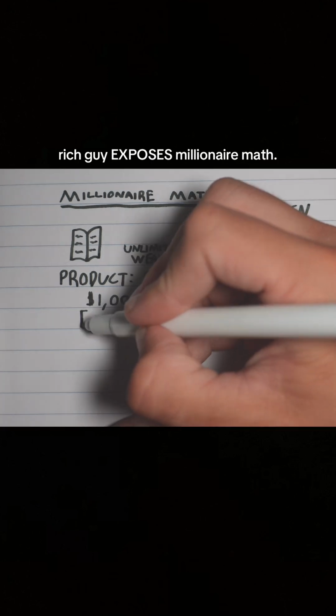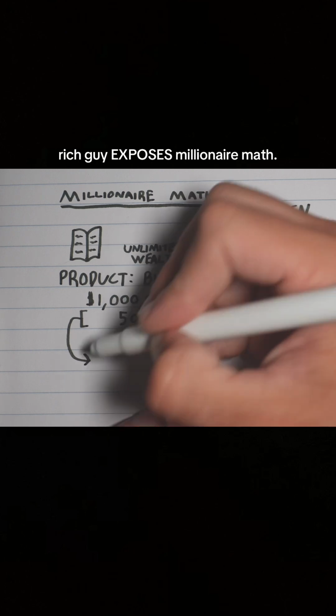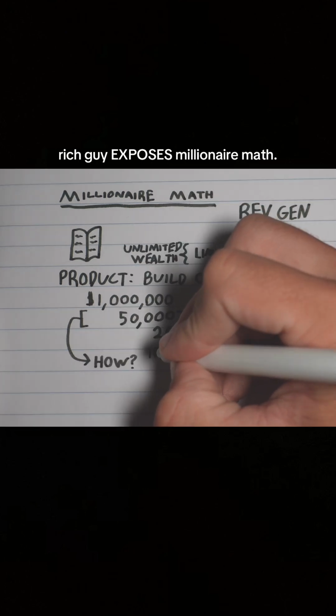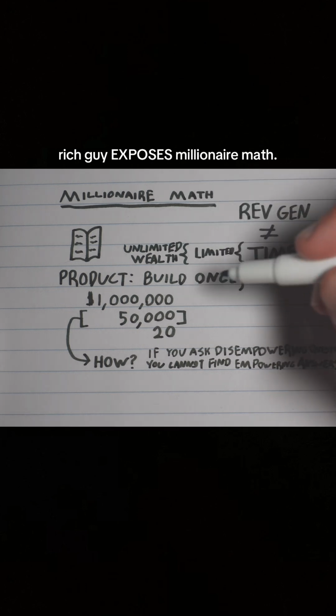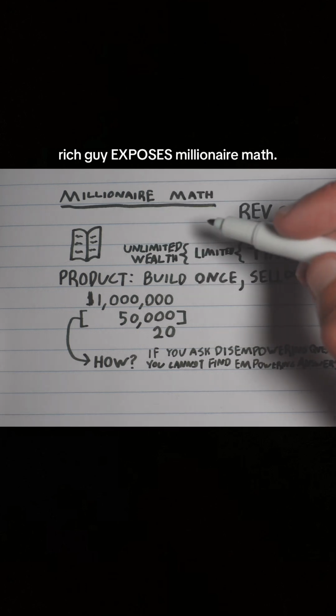And the first question that hits everybody's mind is, I don't know how to get 50,000 customers. And I like this quote that says, if you ask disempowering questions, you cannot find empowering answers. So instead of saying, I don't know how to get 50,000 customers, you need to start asking how you're going to get 50,000 customers.